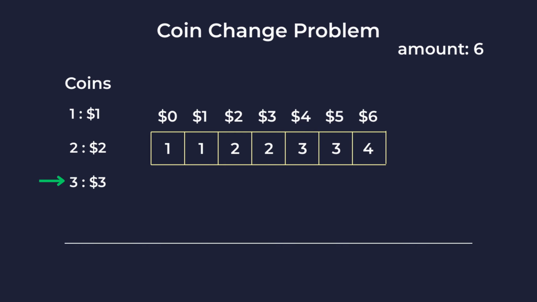Finally, let's look at coin value 3. At amount 3, we look back 3 steps and add it to the current value, updating it. We continue this process for the rest of the row.